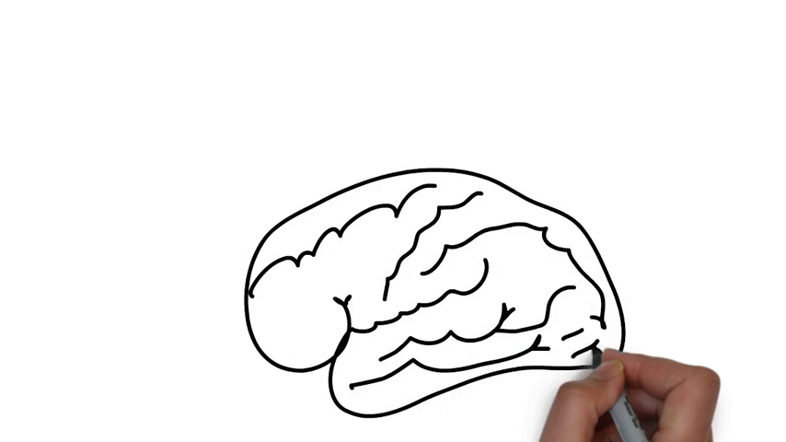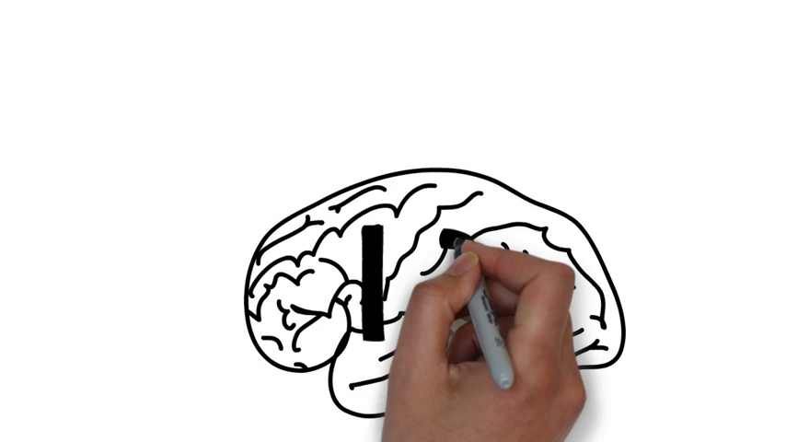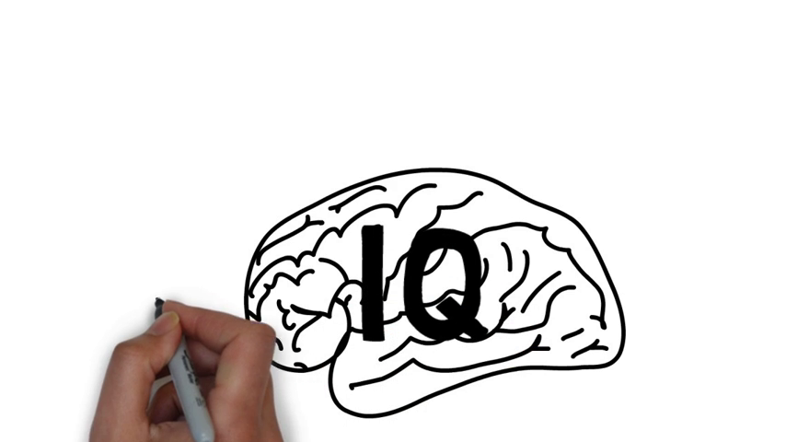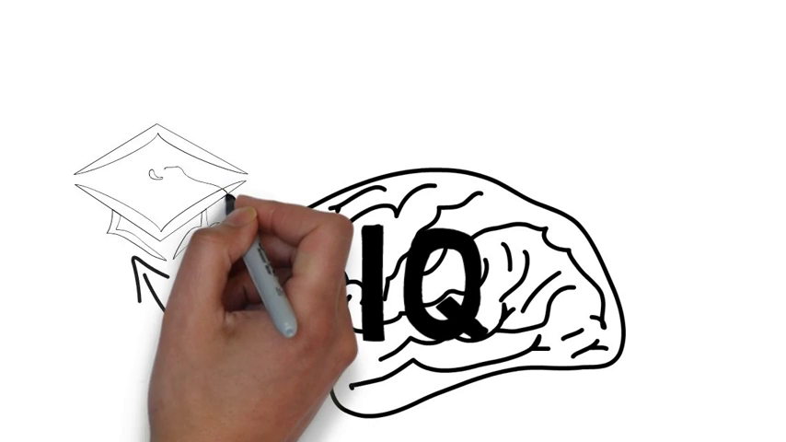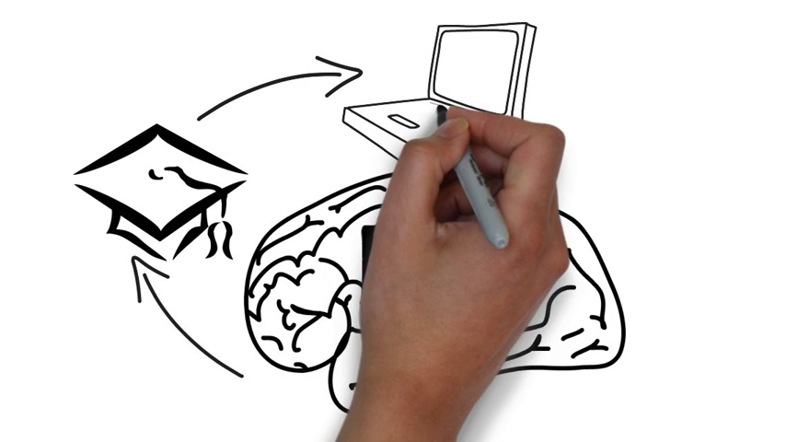For many years, educators measured human intelligence by one factor, our IQ, or intelligence quotient. An IQ was thought to determine how well we did in school, in life, in everything.